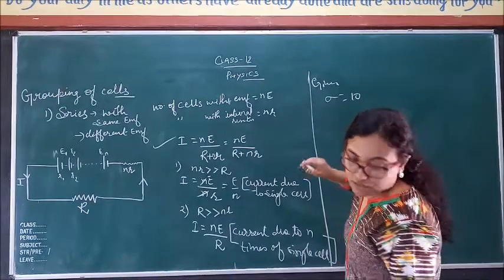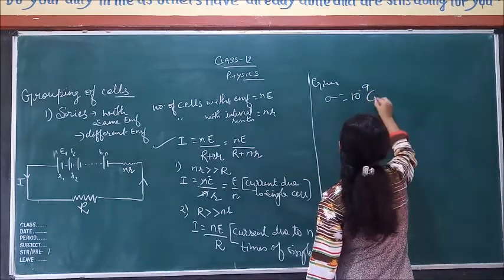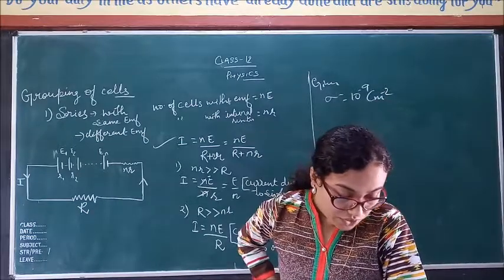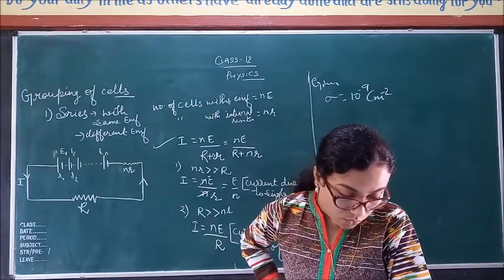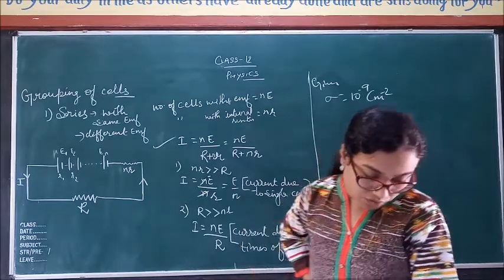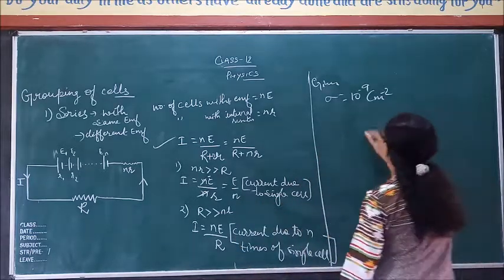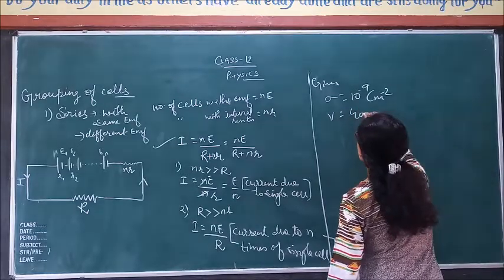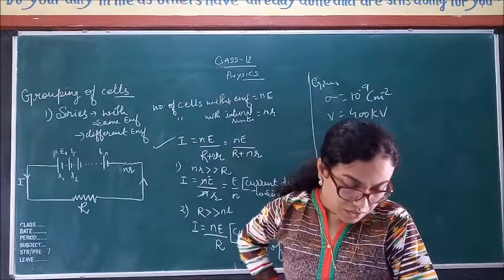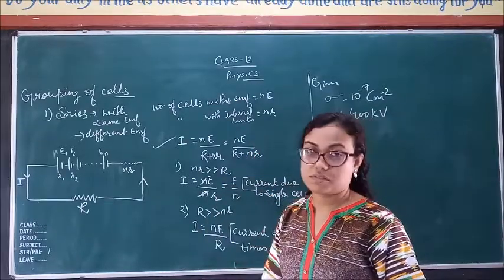The value is 10 into 10 to the power 9 coulomb per meter inverse. Okay, the potential difference is of 400 kilovolt. So what is the potential difference here? The potential difference is 400 kilovolt, between the top of the atmosphere and the surface.